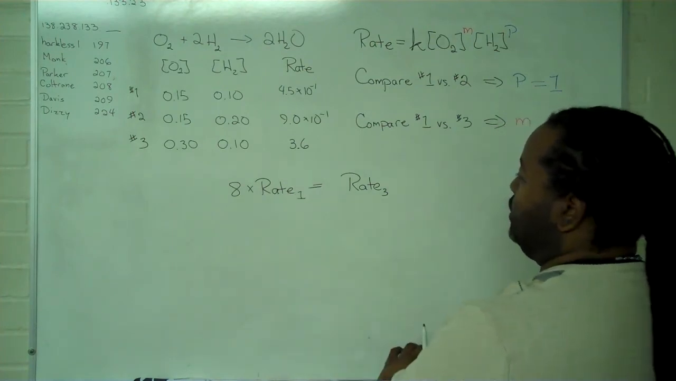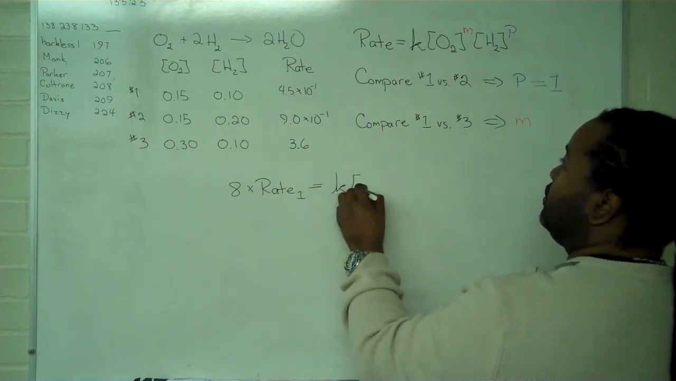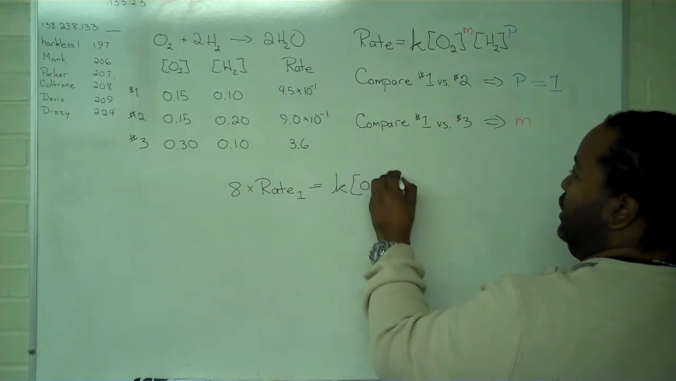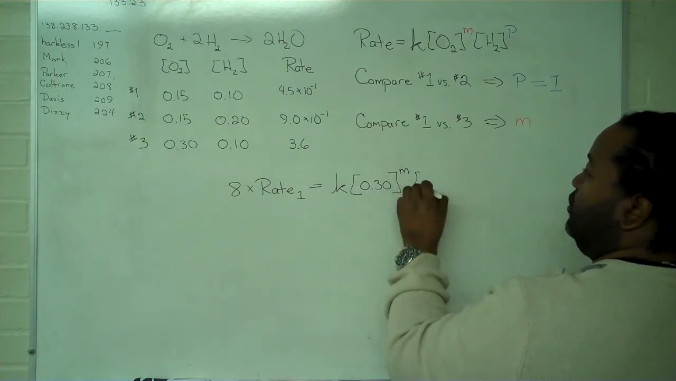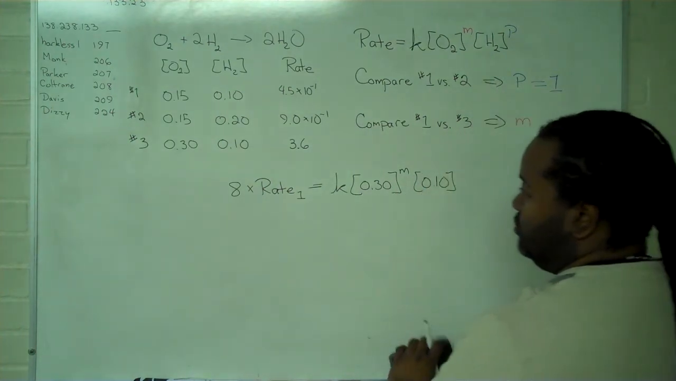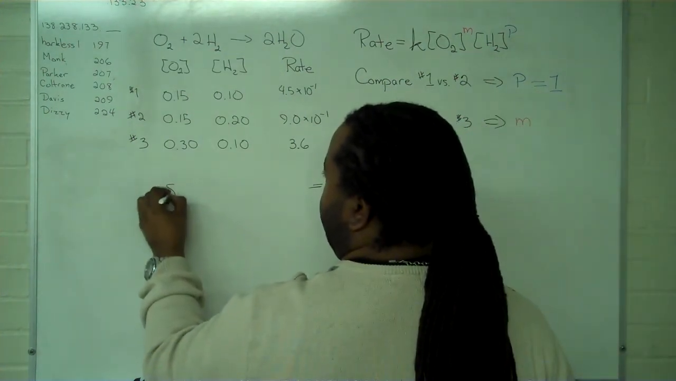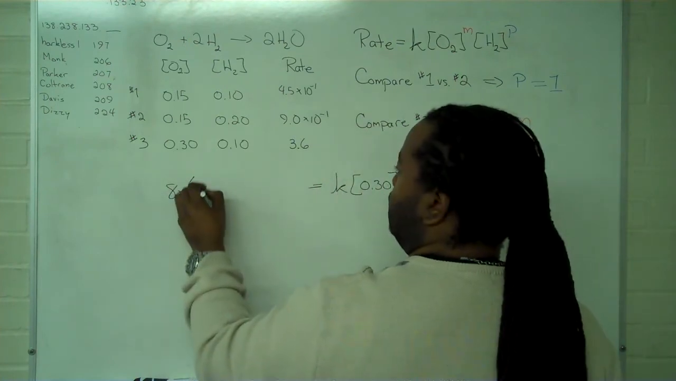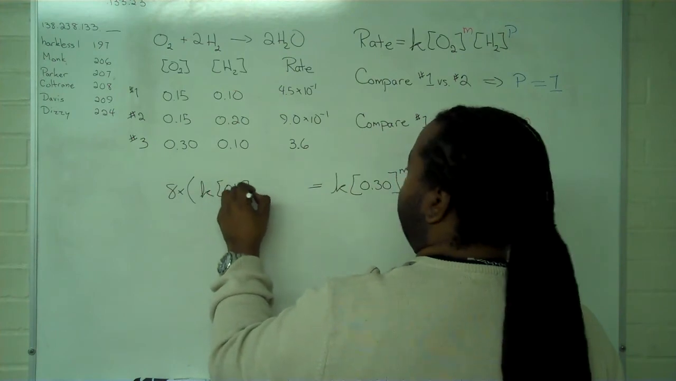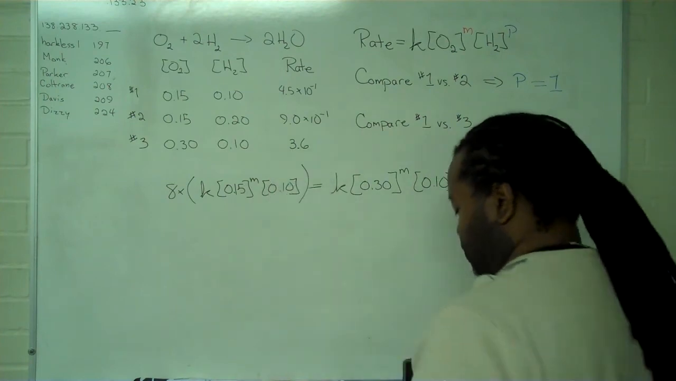because we have this equality, I can write out everything for rate 3. We have the rate constant, and we're going to have 0.30 for the oxygen concentration raised to the m, 0.10 raised to the 1, because we now know that. And I know that I have 8 times the rate constant, 0.15 raised to the m, 0.10 raised to the first.